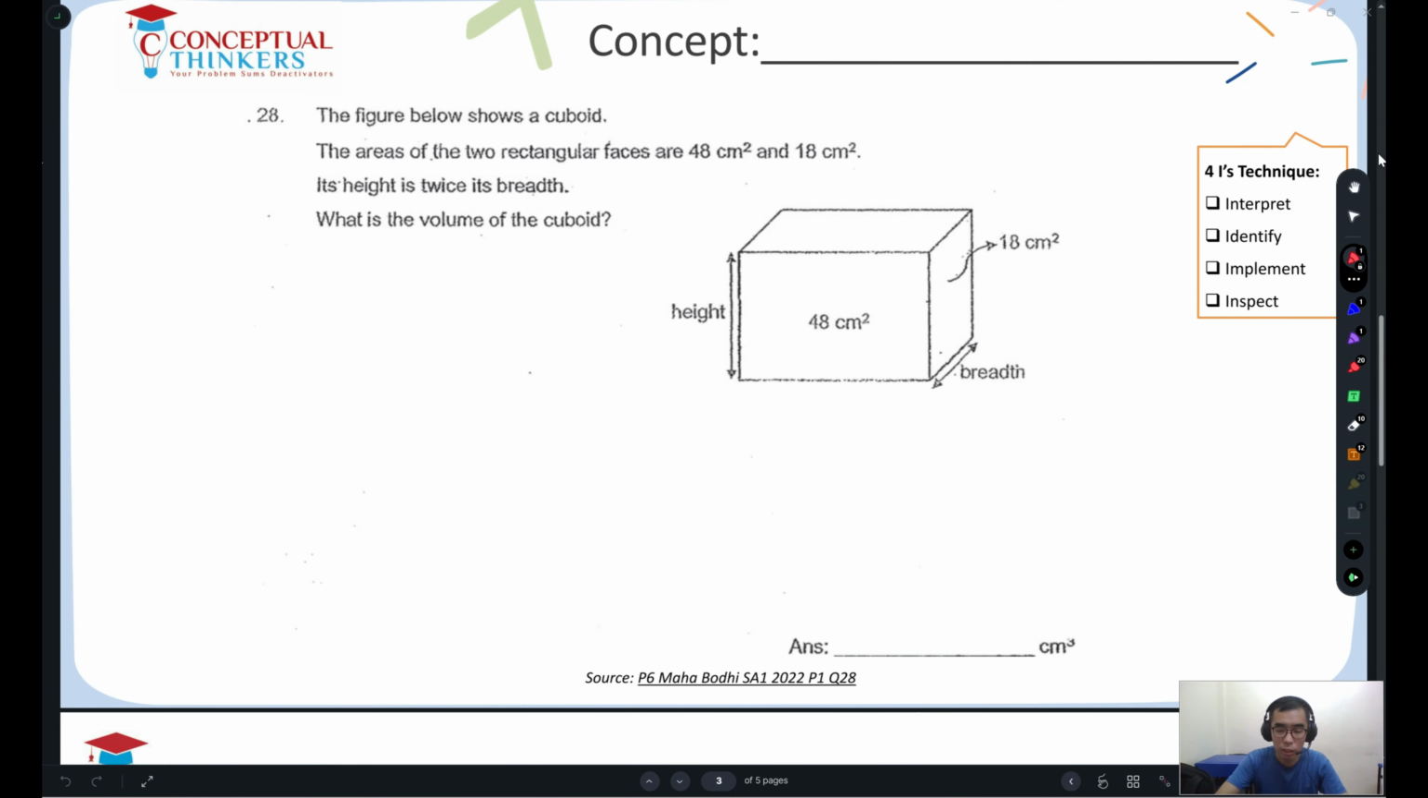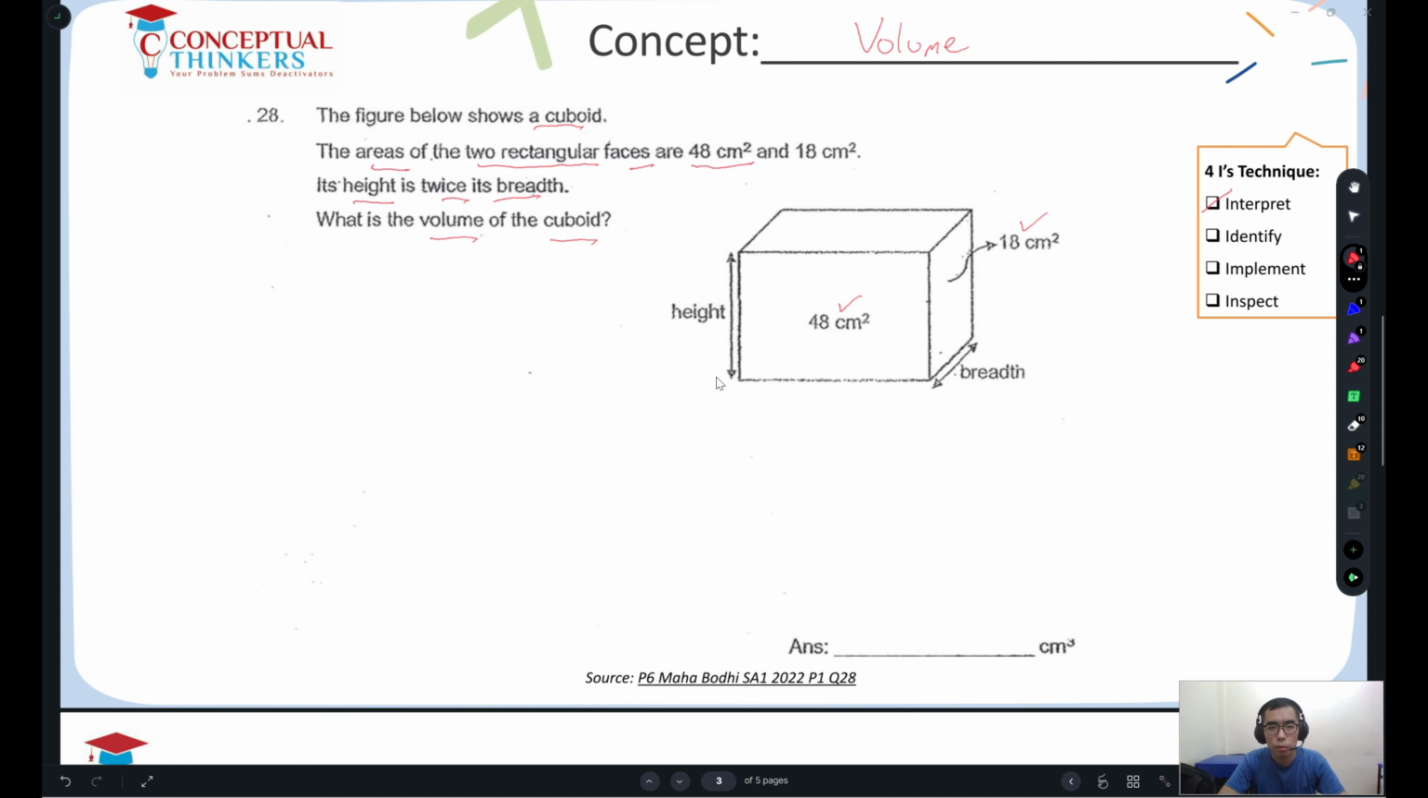First, let's interpret the question. The figure below shows a cuboid. The area of two rectangular faces: we have a 48 cm² mentioned here, then another 18 cm² mentioned at the other side. They also mentioned that the height is twice its breadth, and we have to find the volume of the cuboid. Just by interpreting the question, we know this has to be under the concept called volume.